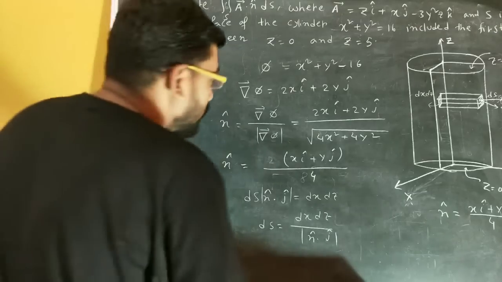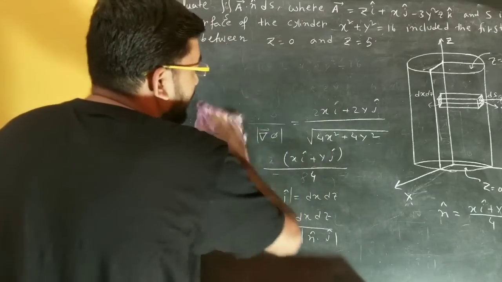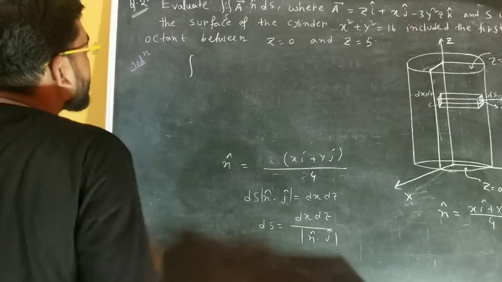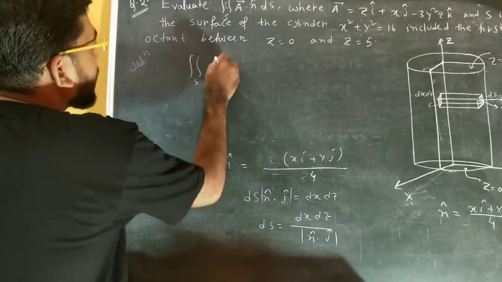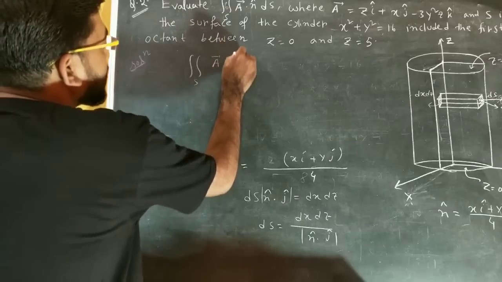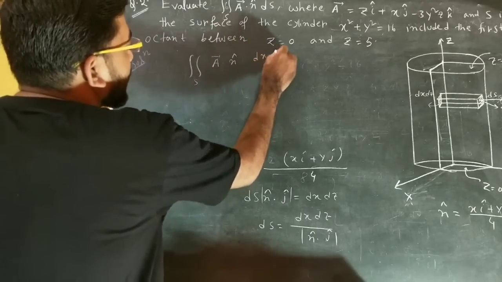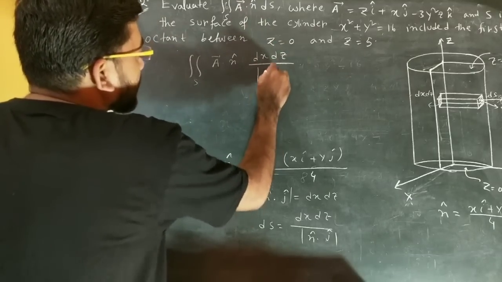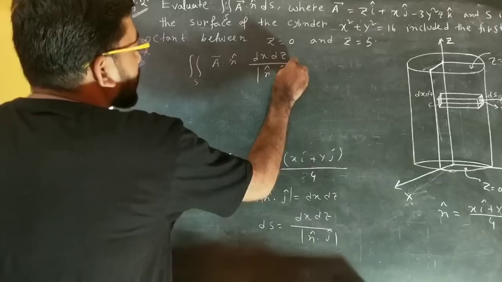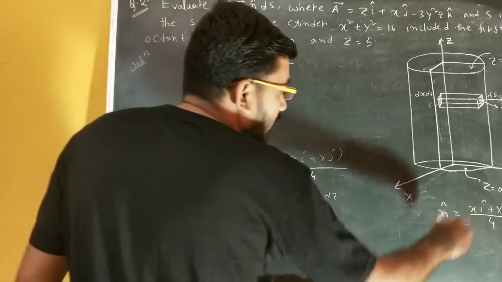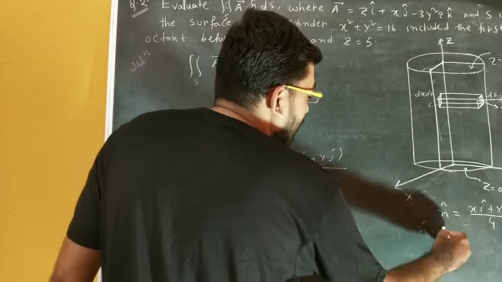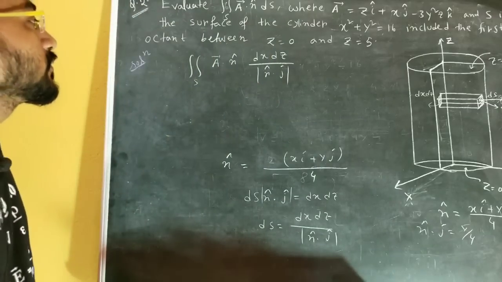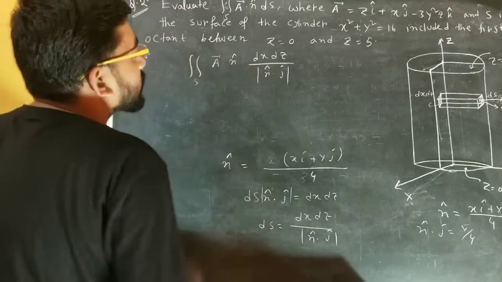Now what we have to find out is the surface integral of a dot n cap ds. So this is a dot n cap, and this will be dx dz divided by mod n dot j. Now what is n dot j? You can find from here that n dot j is very simple: n dot j is just y by 4. You can see from this expression n dot j is y by 4, so you can put here just y by 4.